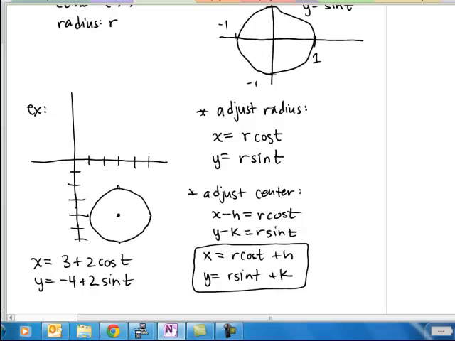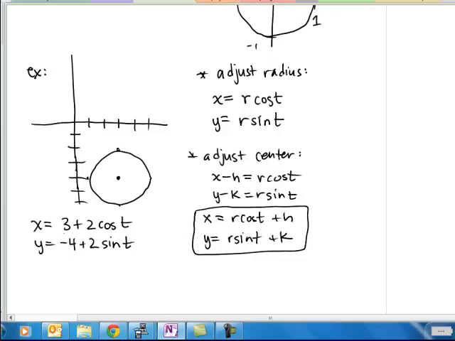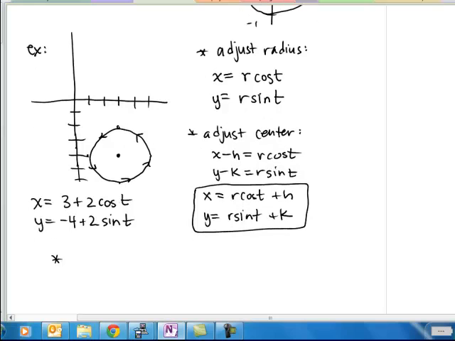So the radius 2 shows up as the coefficients on cosine and sine, and the center, 3, negative 4, shows up as the constant term in each of those. That's going to trace the circle counterclockwise, the same way our standard parameterization is set up when we defined the trig functions. If we want to change the direction, there are many options, but the easiest is to make t opposite.